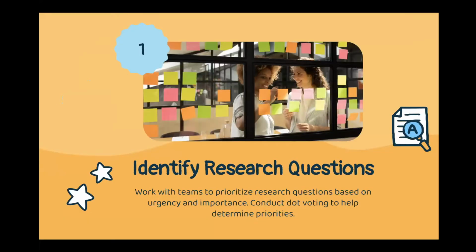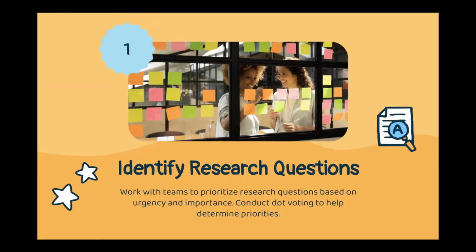All right, so step one, identifying research questions. I think this is pretty standard for UX research in general. It really involves working with teams to prioritize those research questions. And I like to do this through an urgency and importance matrix. And sometimes when there are a ton of research questions, I like to conduct dot voting to help determine those priorities. And something that we'll loop back into later in step 5 is when we're presenting actionable results.